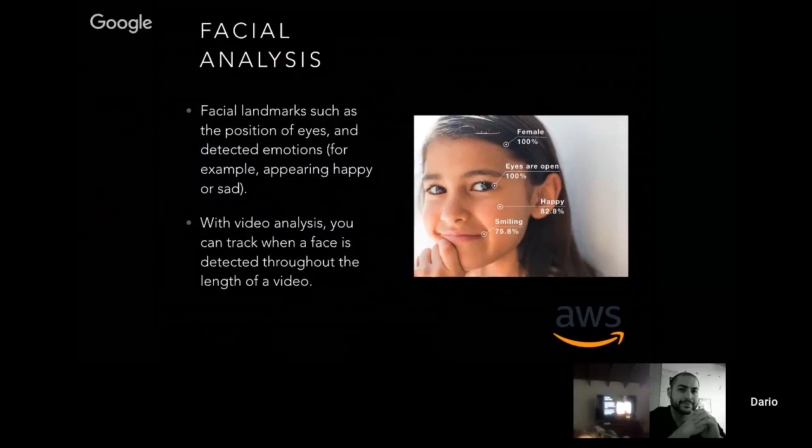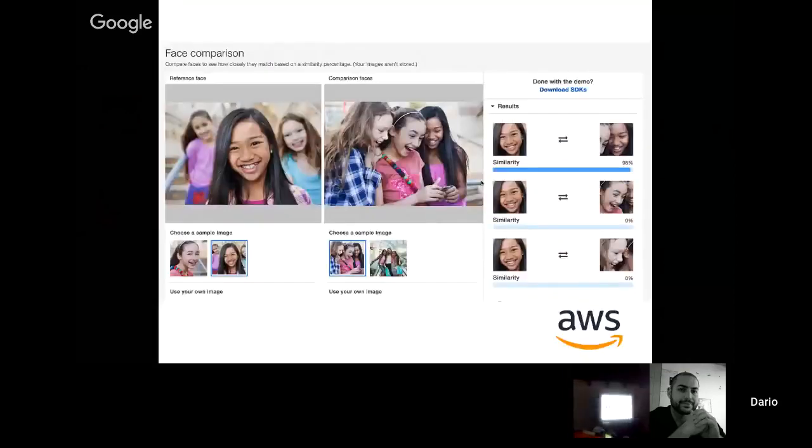For this example, we show that in this picture, we have a female. Her eyes are wide open. She seems to be happy and smiling, but we can see the decrease as well in the percentage of confidence for this case. Also, this feature works for video analysis, where you can track when a face is detected in the length of the video. So let's see, for example, now the face comparison feature.